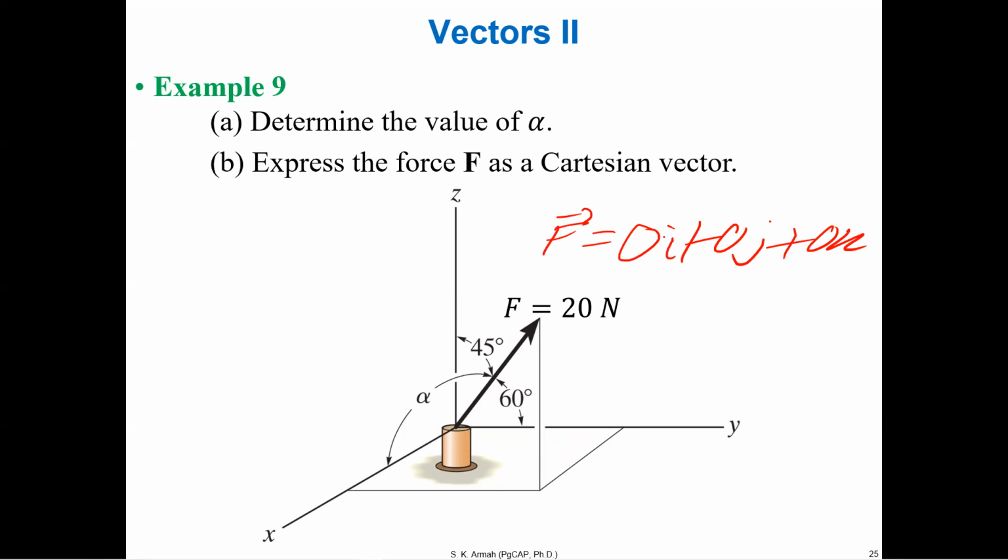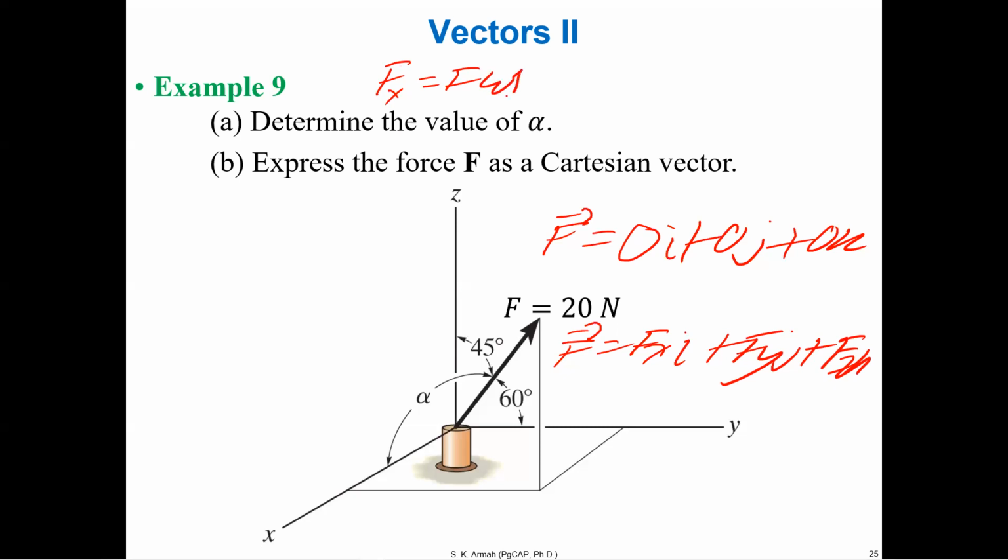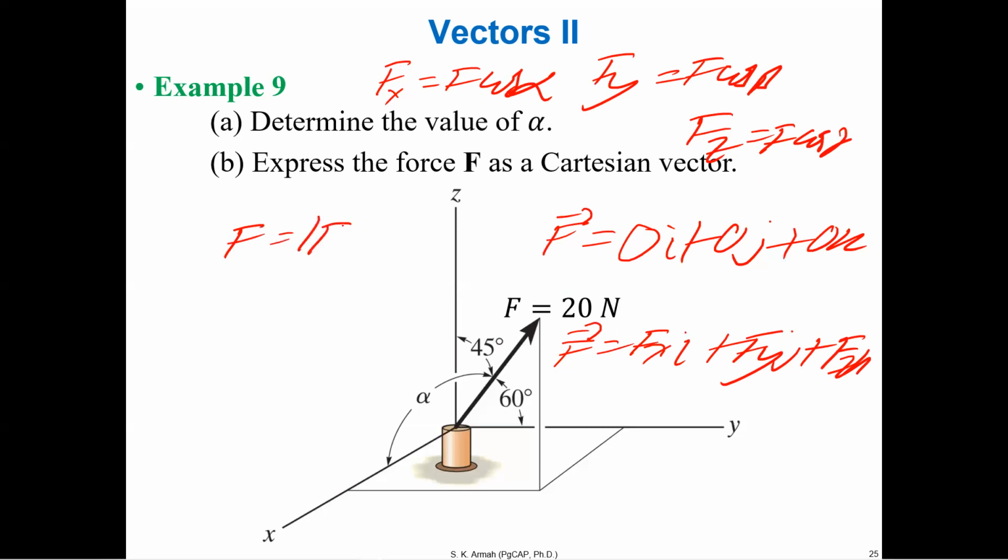We don't know alpha. If you know alpha, then F is a certain Fx i, a certain Fy j, a certain Fz k, and Fx, as you know, is F cosine alpha. Fy is F cosine beta, and Fz is F cosine what? Gamma, and so on. This F is the same as the magnitude of the force, and it's 20 newtons.